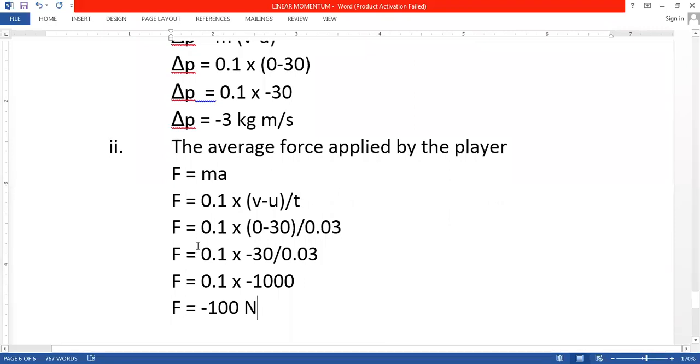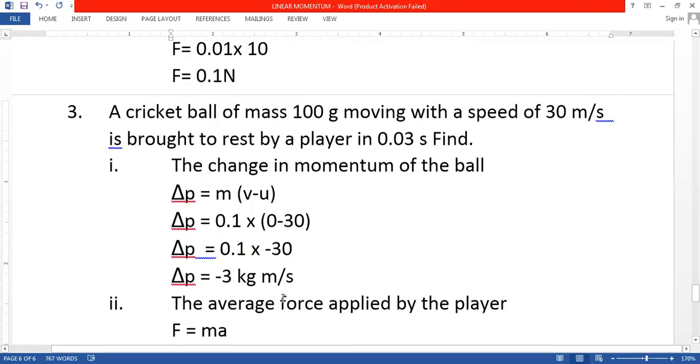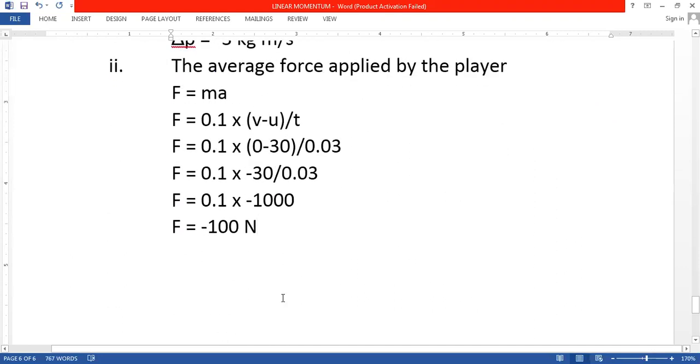So now you may ask me, sir, why the answer is minus? Does anybody want to know the reason why the answer is minus? Retardation. There is retardation. No, it's not due to retardation. Yes, there is retardation, but look at the direction of force. Sir, the force is applied in a direction opposite to the direction of motion of the ball. Very good, Sanika. Brilliant answer, beta.